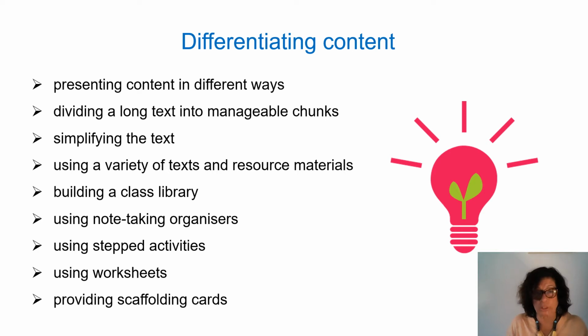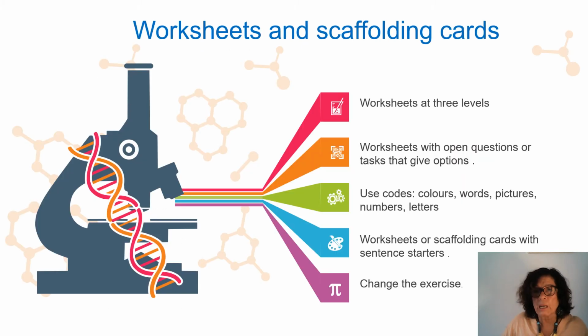You can also use worksheets and scaffolding cards. For example, worksheets, you can categorize them according to the degree of difficulty. The same worksheet at 3 different levels of difficulty, where A is the least challenging with the most support for the least confident learners, and C the most challenging with the least support for the most confident learners. And differentiated worksheet B is somewhere in between. And it is important that all the worksheets lead to the same learning outcome. You can have also worksheets with open questions or tasks that give options.